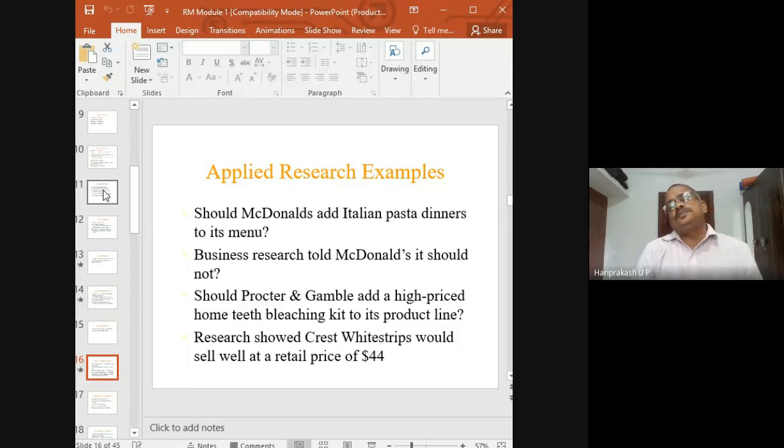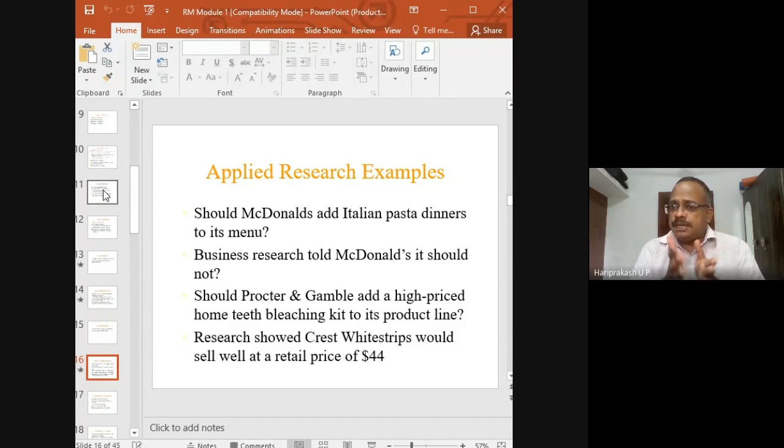Okay, so now in this particular case, they did a research and found that the majority of the population did not prefer it. So it was their decision that they will not add Italian pasta to their menu. That was their decision. Okay, so here what is the point of understanding? You should understand applied research is where there will be some decision taken based on the research outcome.